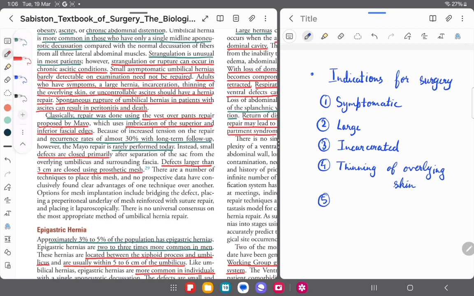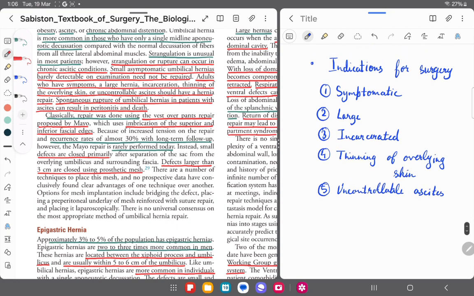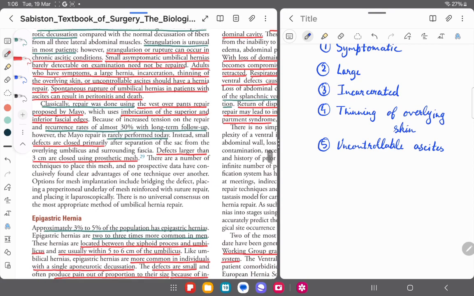Number five is uncontrollable ascites. So if we're not able to control ascites, we should perform a hernia surgery. So what are the indications for umbilical hernia surgery in adults? If it is symptomatic, if it is large, if it is incarcerated, if there is a thinning of the overlying skin, or if the patient has uncontrollable ascites.